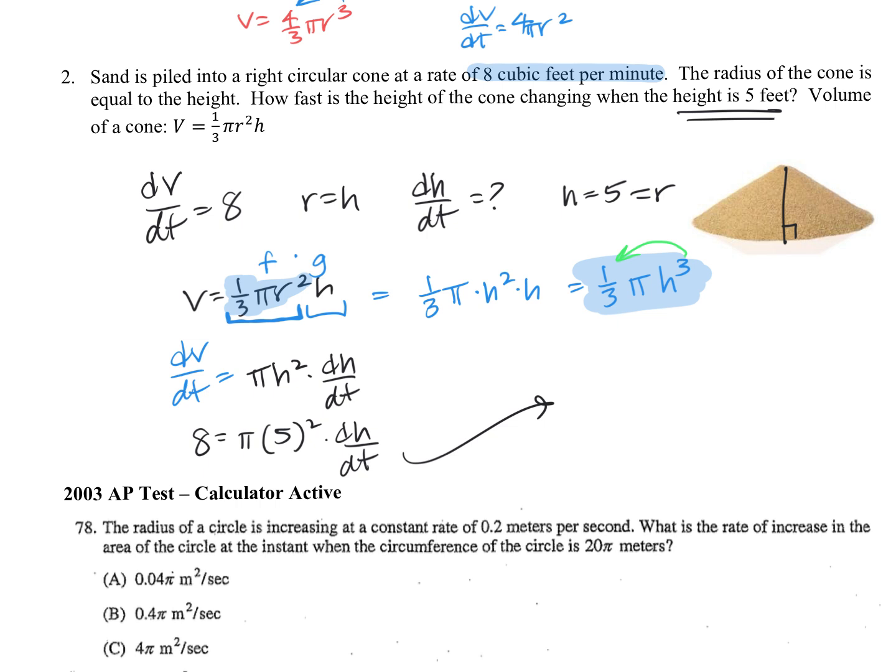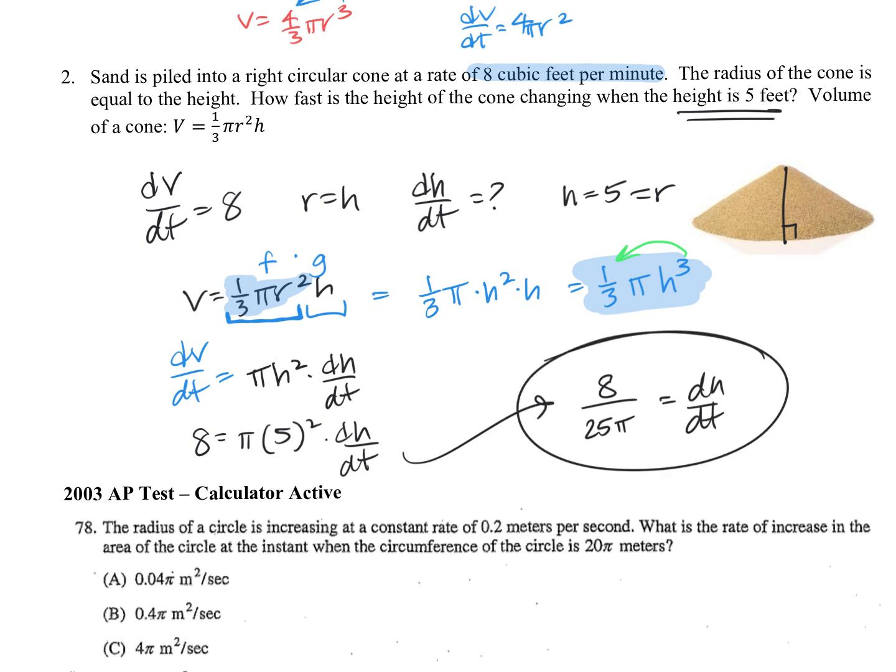And if I wanted to get dh dt by itself, can I just take that 8 and divide by 25 pi? Yeah. And that's going to be my final answer. And if we're talking about at what rate the height is increasing or decreasing, what do you think those units would be? Feet per minute, right? Just because that's what they gave us here, and since dh dt was a rate.